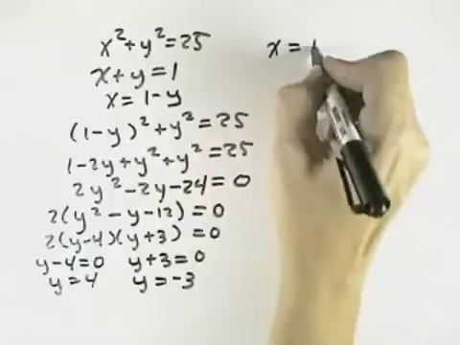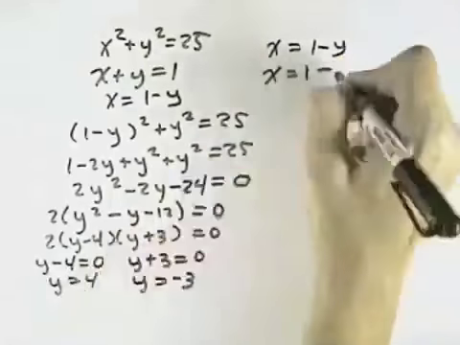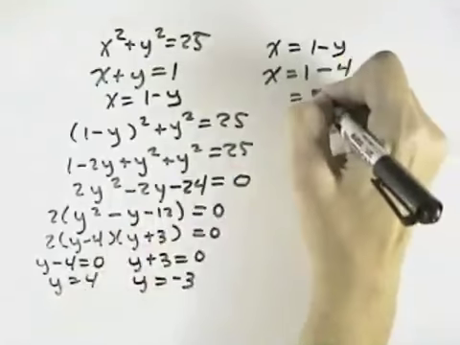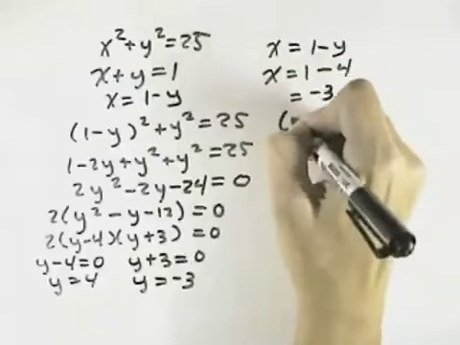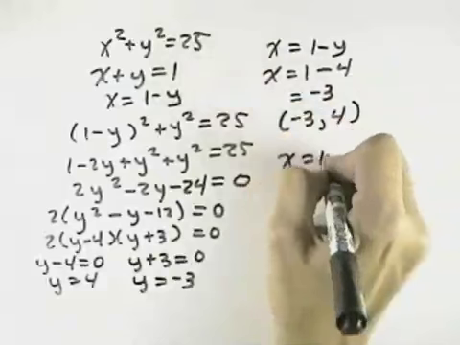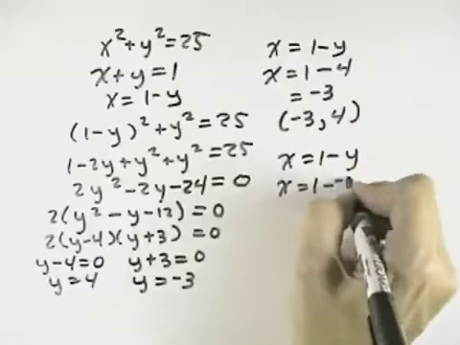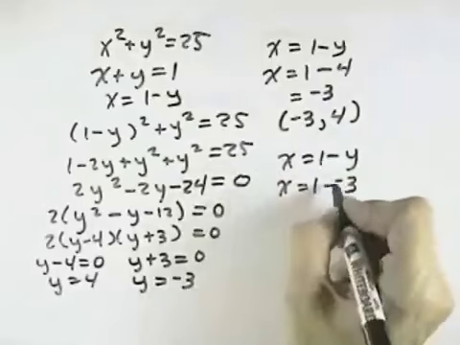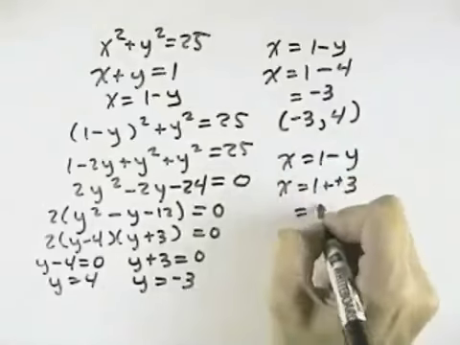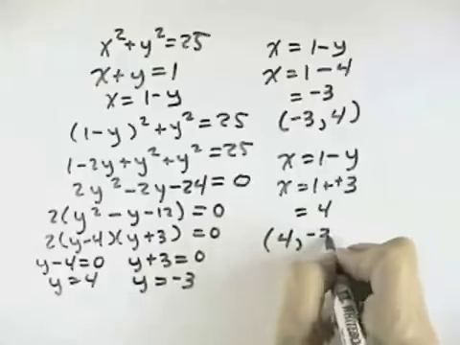So up here I had x equals 1 minus y. So I have x equals 1 minus, one of the y values was 4. So when y is 4, x is negative 3. That means one solution is (negative 3, 4). And if I do the same thing, x equals 1 minus y, then x will equal 1 minus negative 3 for my other y value that I found, which becomes plus 3, or 4. So that means that x is 4 when y is negative 3.